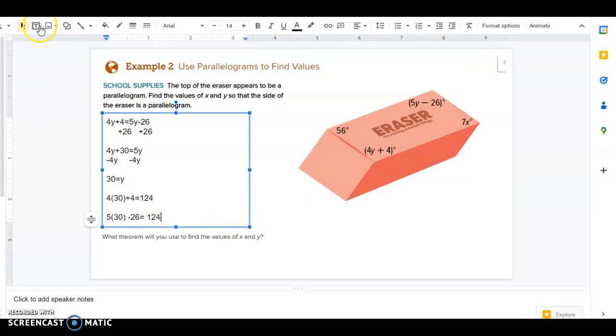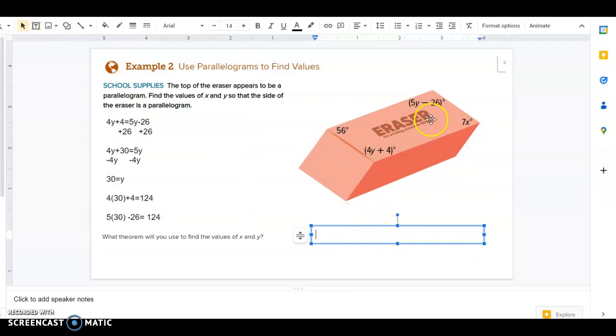So now let's try the other one. These ones are diagonal from each other. So I have 56 equals 7x. I can divide both sides by 7. So 56 divided by 7 is 8. Now I'm going to plug that in. 7 times 8 gives me 56. So those are congruent.